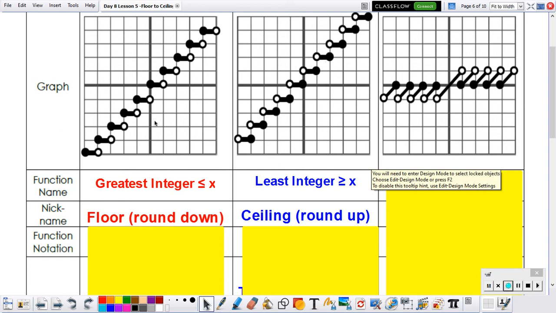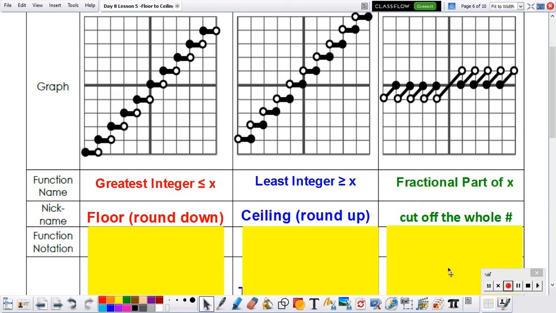For graph A, our round down function, over here we have 3.5. 3.5 rounds down to 3. Okay? Now, my favorite graph, the little slanty stripes, graph C, is called the fractional part function. It's the fractional part of x because we are only keeping the fractional part. And its nickname, I like to call it the chop it off function because we are going to cut off the whole number and only keep the decimal or the fractional part.